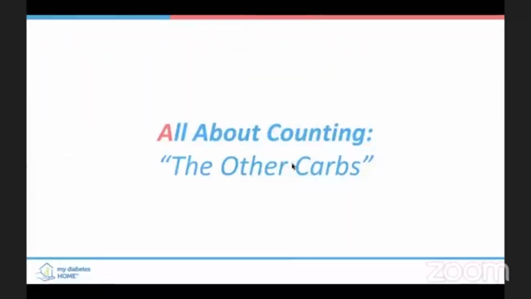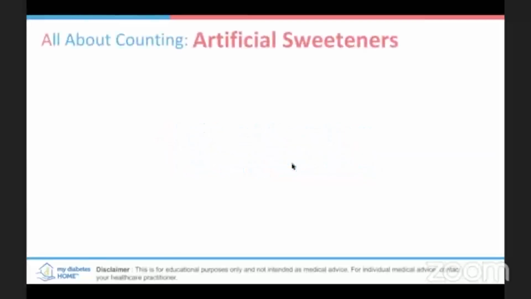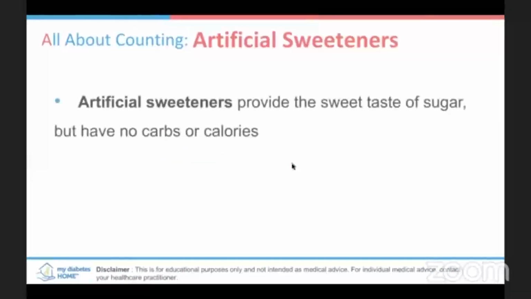So that's the carbohydrates, but there are many other things that affect sugars, right? Our body converts one thing into the other all the time. What I want to do next is talk about other things that are not carbs, but are in that category. Things that are sweet, artificial sweeteners, and there are so many of them. They provide the sweet taste of sugar, but have no carbs or calories.